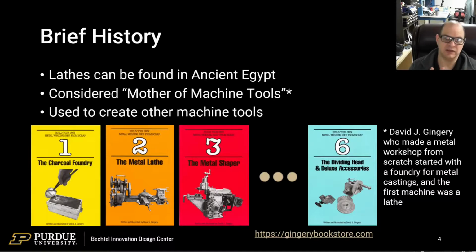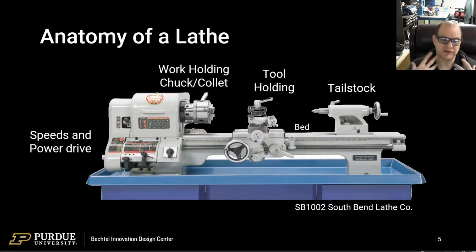But I think it's fascinating that in the modern age, David J. Gingery produced a series of books on making machinery from scrap and scratch. His first book was building a charcoal foundry to make castings. The second book, as you can see, is building the metal lathe. And then he goes on to build the rest of the machines using the foundry and the lathe. The reason is the lathe has some excellent properties, but I would highly recommend you get a set of his books. They're fascinating for anyone who wants to actually understand what these machines are and how they're made, and also how to make them from fundamentally first principles. So, the lathe is considered the mother of machine tools.